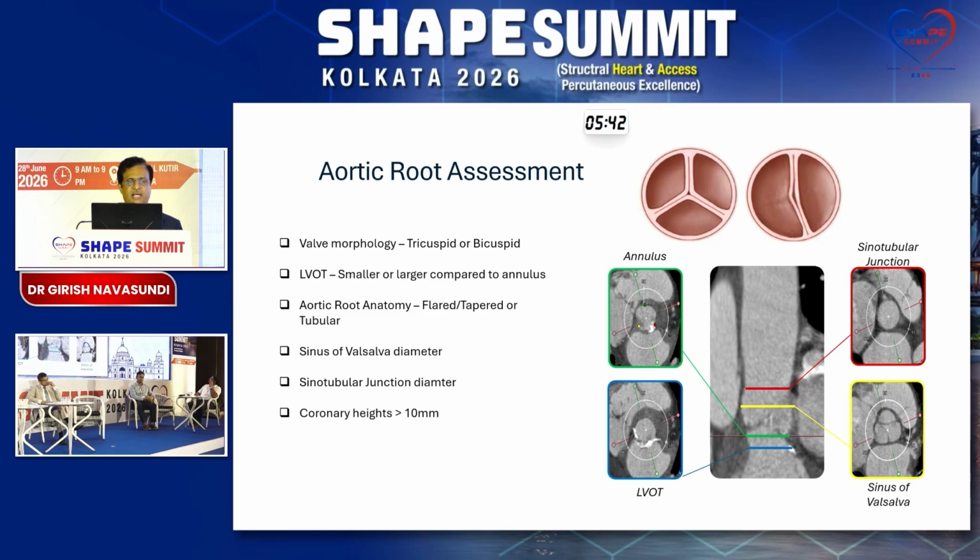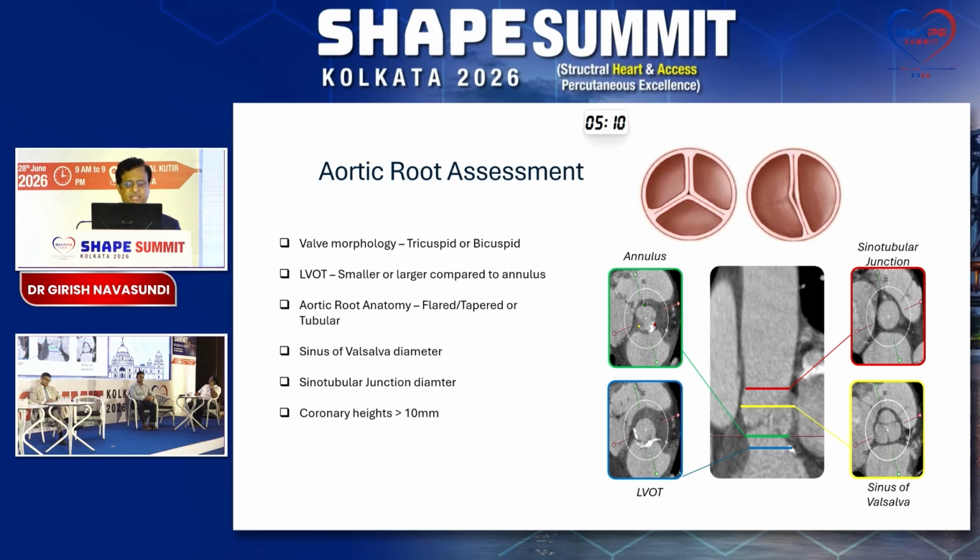So when you start at the aortic root, it's very important to know whether it's tricuspid or bicuspid. Also spend a few minutes at the LVOT, whether it becomes smaller or larger compared to the annulus, so you know what it looks like, whether it is flared, tapered, or tubular. These 3 give you what kind of size and how aggressive you can be on sizing, larger device and post dilations. Then sinus of Valsalva diameters are very important.